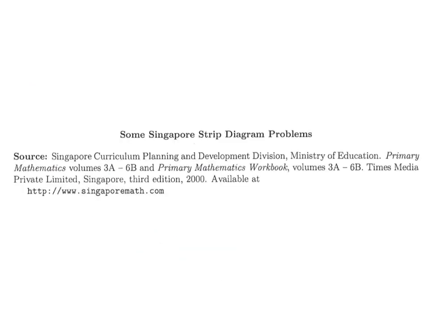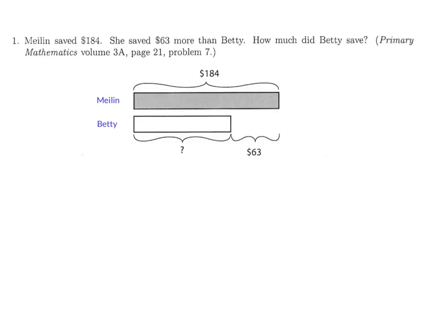The next examples are some Singapore strip diagram problems found at the resource listed here. Meelan saved $184. She saved $63 more than Betty. So you'll notice in the strip diagram we created a rectangle to represent Meelan and labeled it $184. A smaller rectangle to represent Betty since she saved less, and the amount in between is labeled $63 to show how much more Meelan had than Betty. The question wants to know, how much did Betty save?